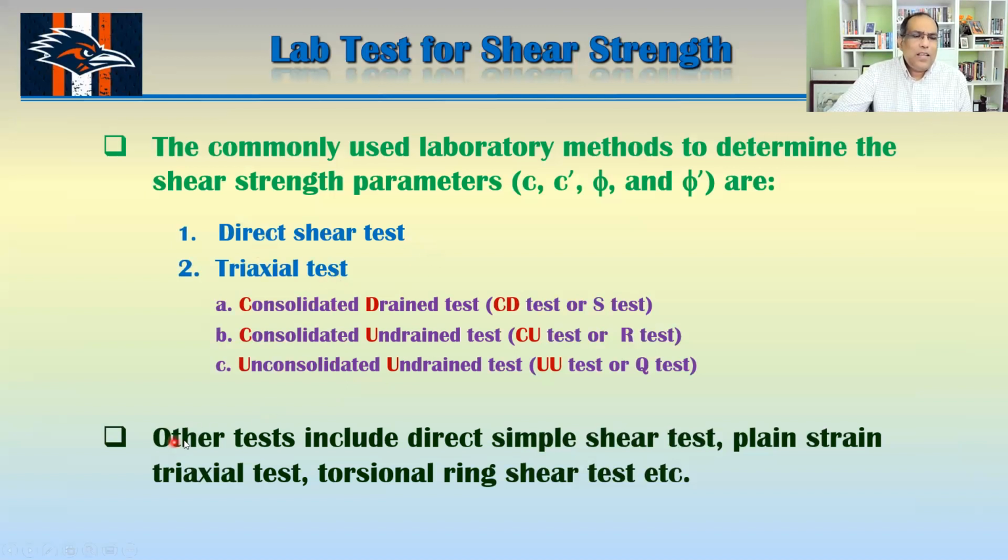There are some other tests to find out the shear strength, called the direct simple shear test, plane strain triaxial test, and torsional ring shear test, but those are only used for academic and research purposes. If you look at most labs in town and ask what tests they can do, it is basically these tests here, the direct shear test and the triaxial test. Now let's talk about the direct shear test.